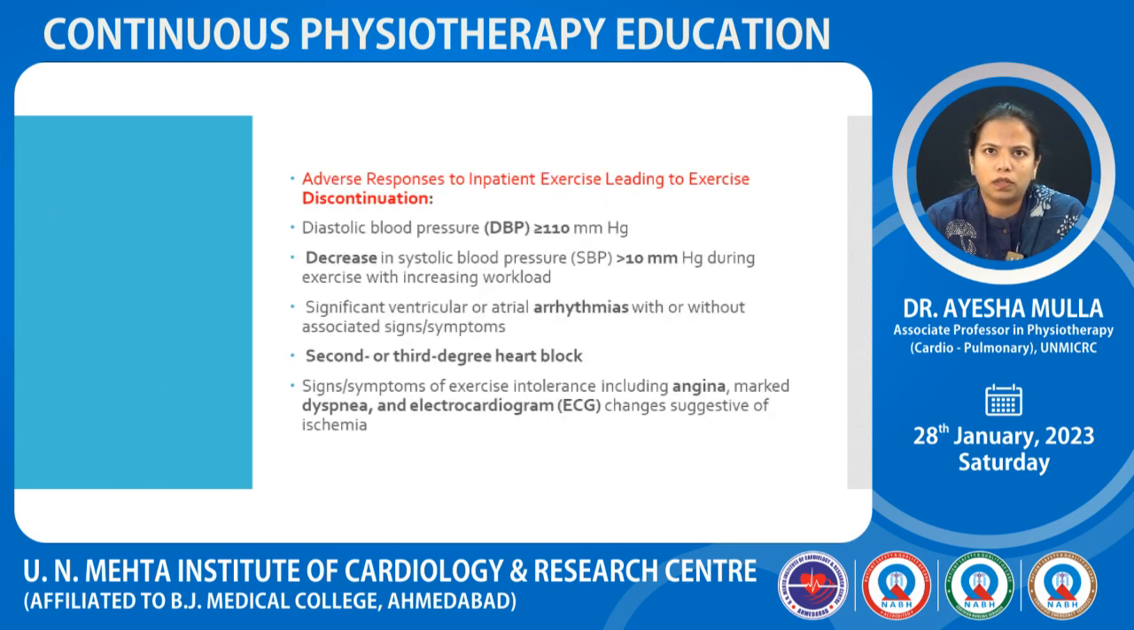Next are the adverse responses to inpatient exercise leading to discontinuation. If the systolic BP increases more than 110 mm of Hg, or a decrease in the diastolic blood pressure more than 10 mm of Hg during the exercise with increasing workload, significant ventricular or atrial arrhythmia with or without associated signs and symptoms, second or third degree heart block, and signs and symptoms of exercise intolerance including angina, dyspnea and ECG changes suggestive of ischemia. If any of these adverse responses are present, we have to stop the exercise immediately.